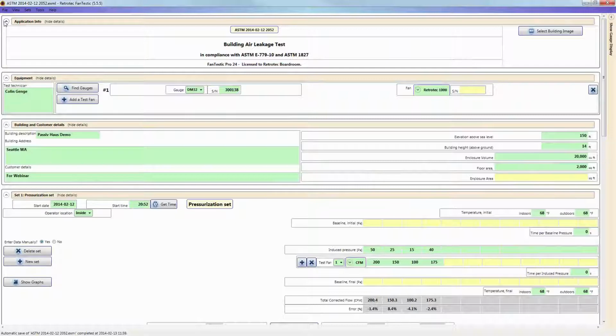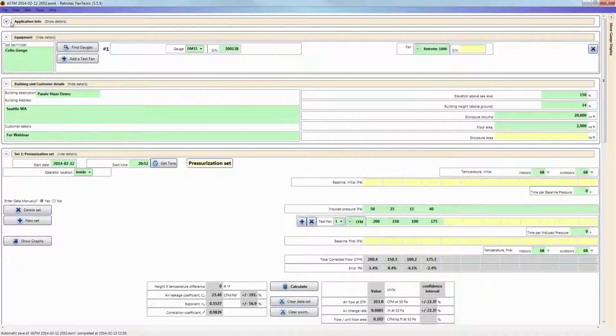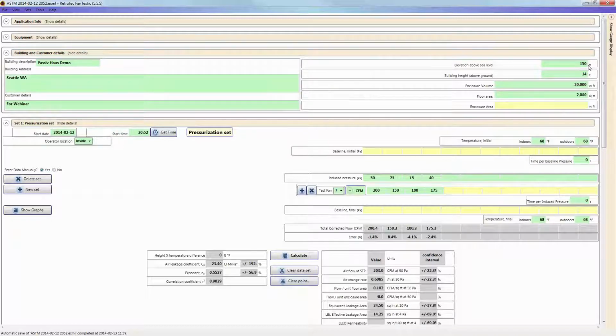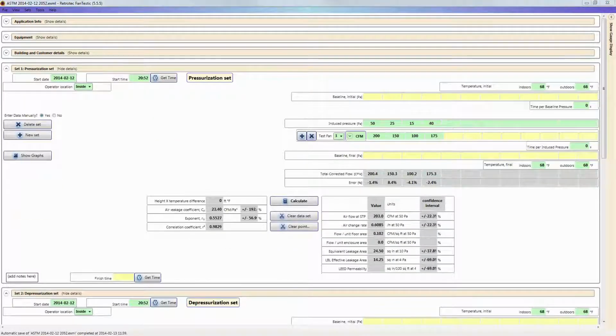In case you didn't see that, I took the application info there and I just made it disappear, and I still see the important information on this line. This is about our equipment. We can get rid of that. These are building details, heights, volumes, and so on. In this case, we've put in the enclosure volume at 20,000 cubic feet, so we can roll that up. I'm hoping that you're able to see this screen with enough resolution so it makes sense. And if for some reason you can't, let me know and I'll spend a lot less time on it.